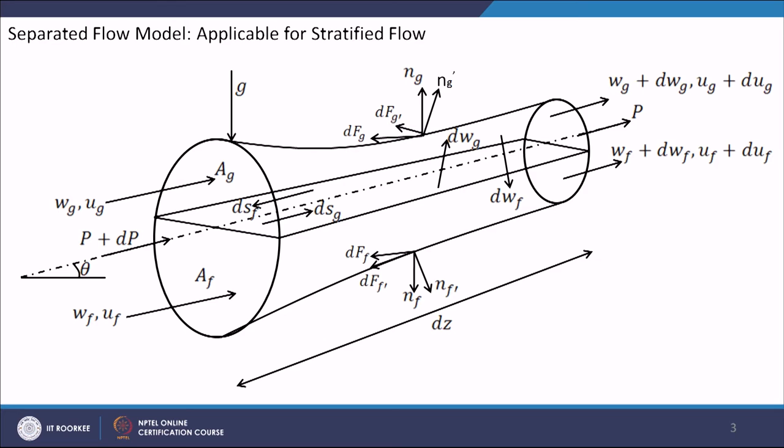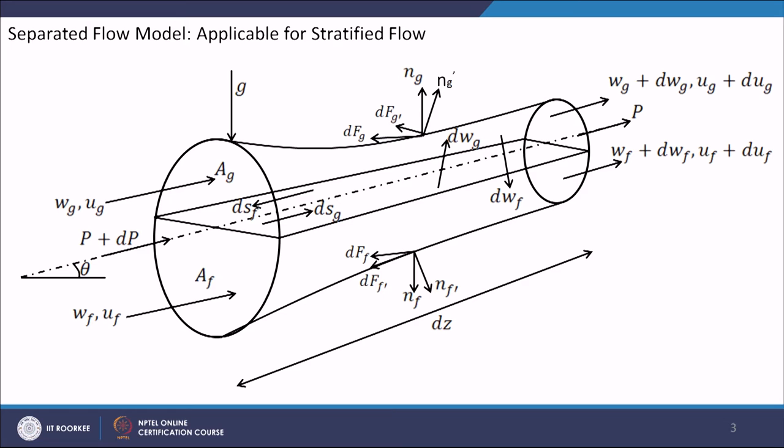Apart from that, we have also considered the frictions. Here we have friction dFf and its perpendicular direction is dNf. And if we consider gravity in the vertical direction, you will find its components are dNf and dFf. Similarly, for the gaseous phase, we have the friction dFg, and its components in the horizontal and vertical directions are dFg.